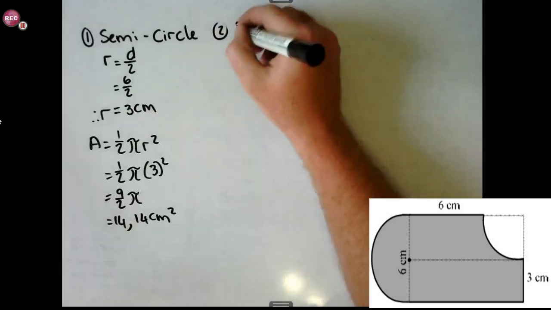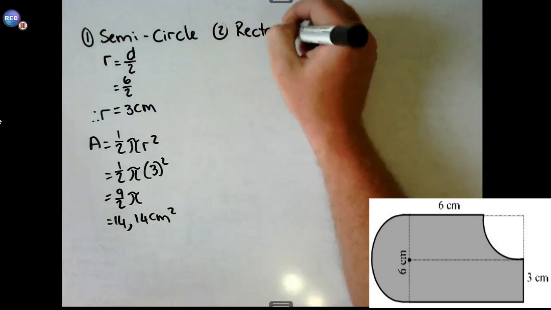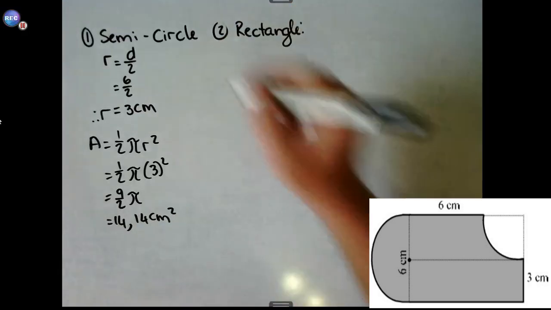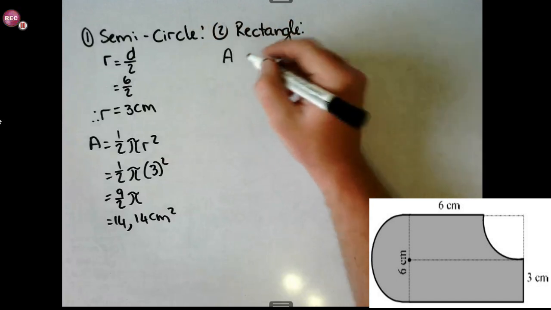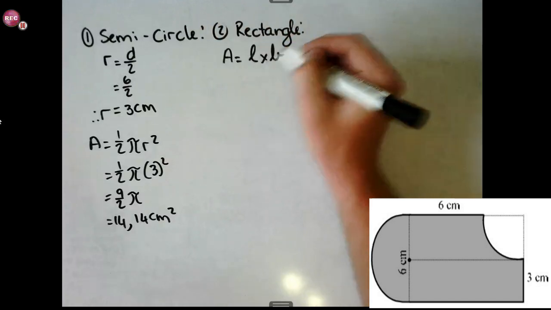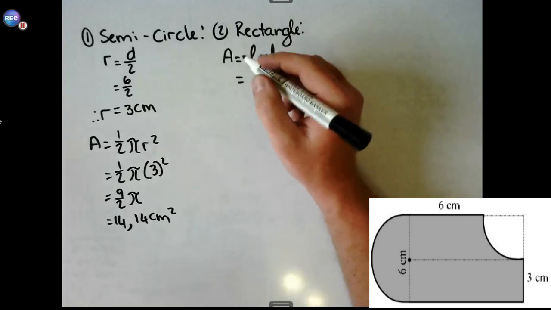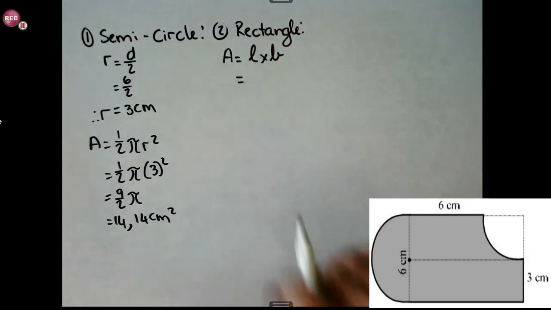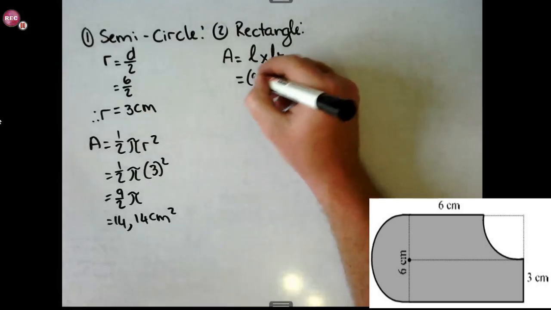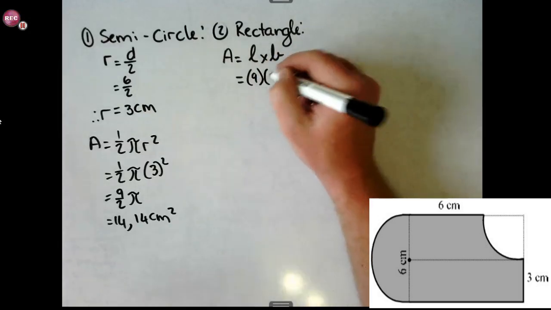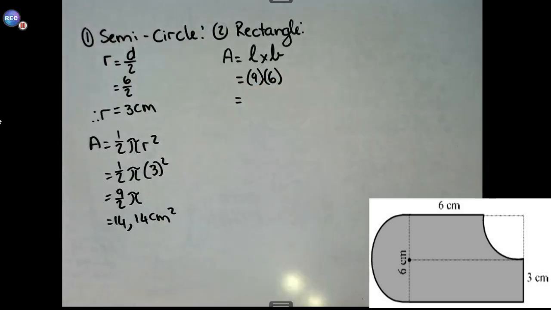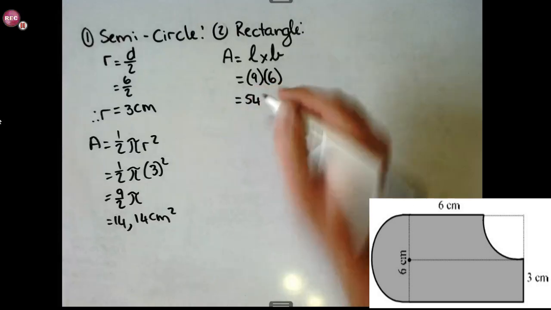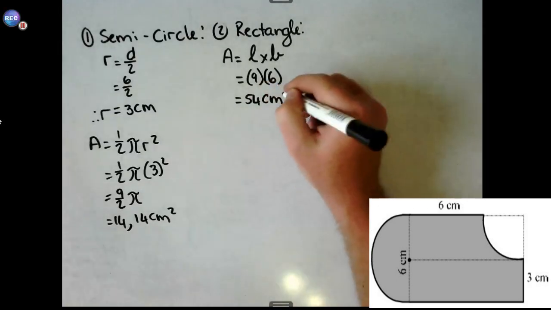Okay? Then we now need to go and calculate the area of the rectangle. So the rectangle is next. For the rectangle, you're obviously going to say A is equal to length times breadth. The length of the rectangle I've got here is 6. Not 6, sorry. Obviously, if that part is missing, it's going to be 9. So it's going to be 9. And then 6 for the breadth. And 9 times 6 gives you 54. So the area for the total rectangle is 54 centimeters squared.